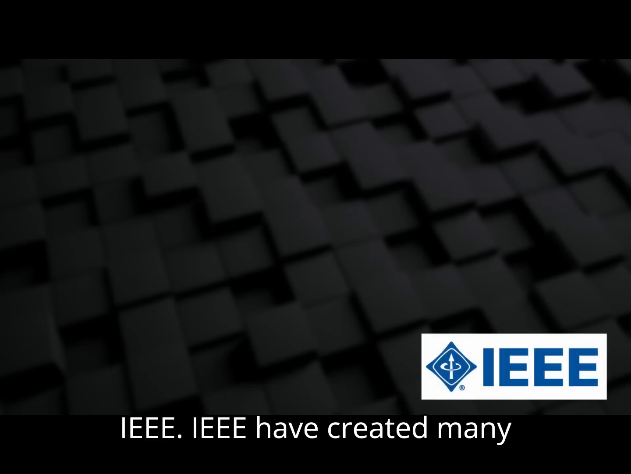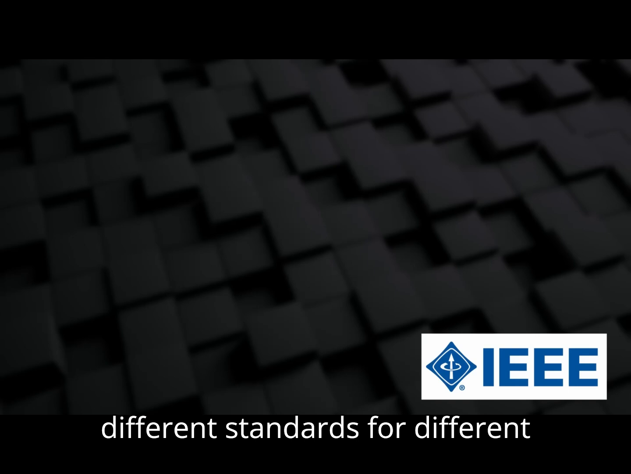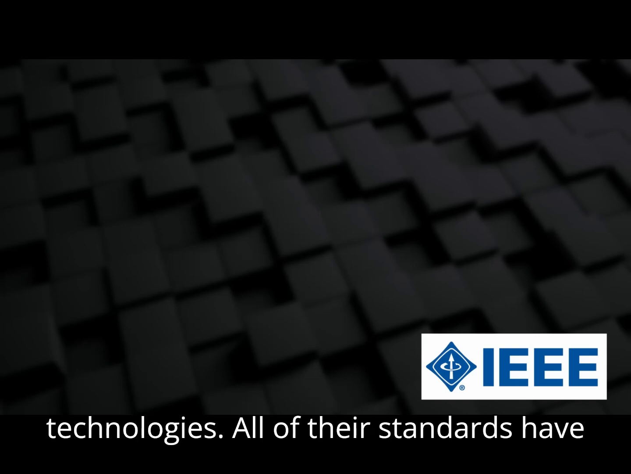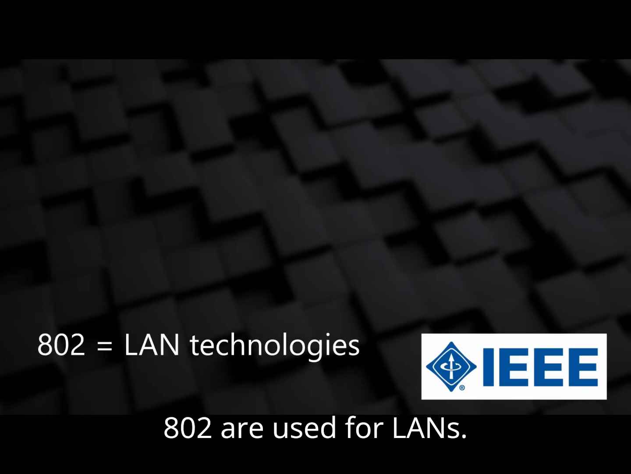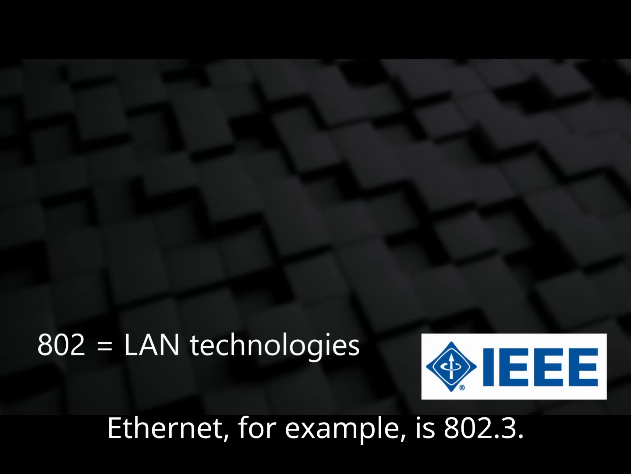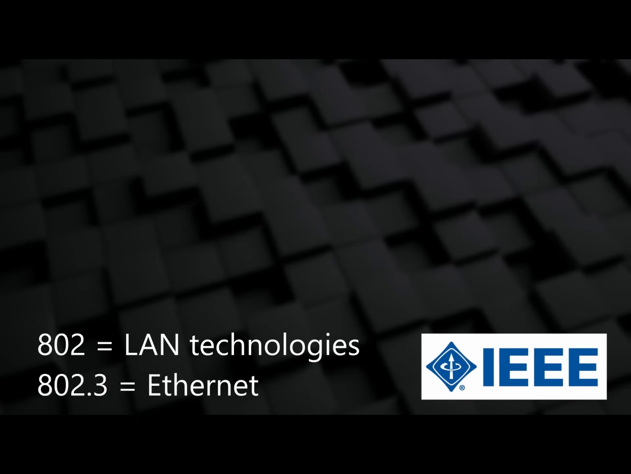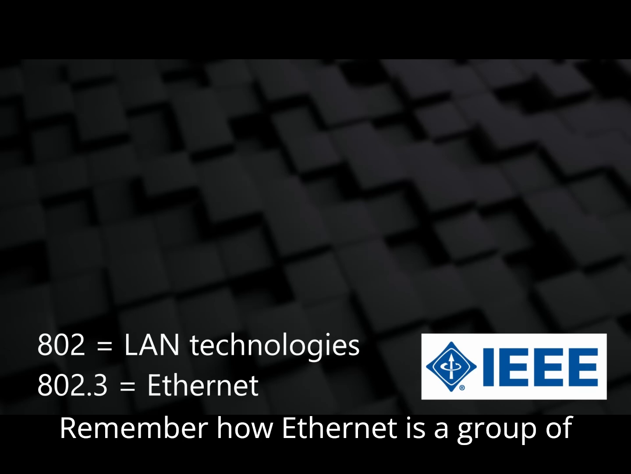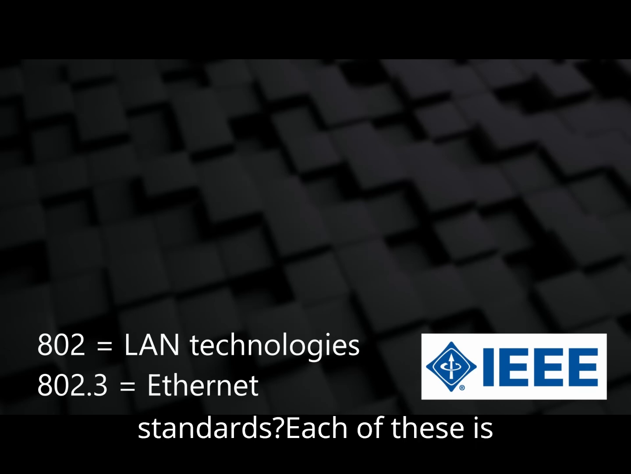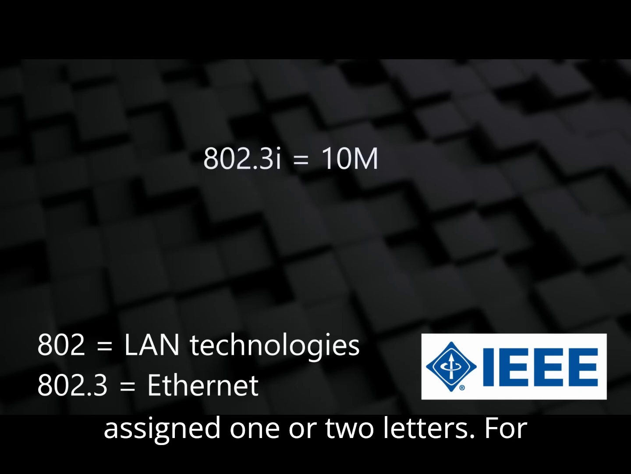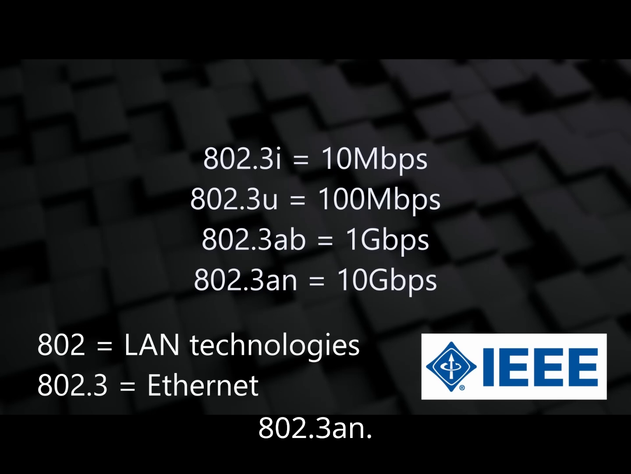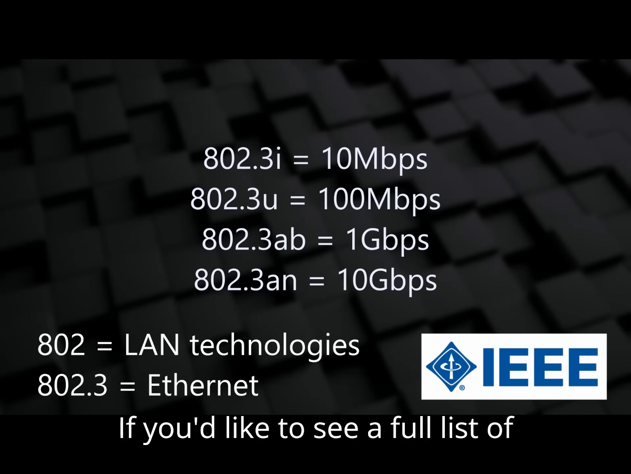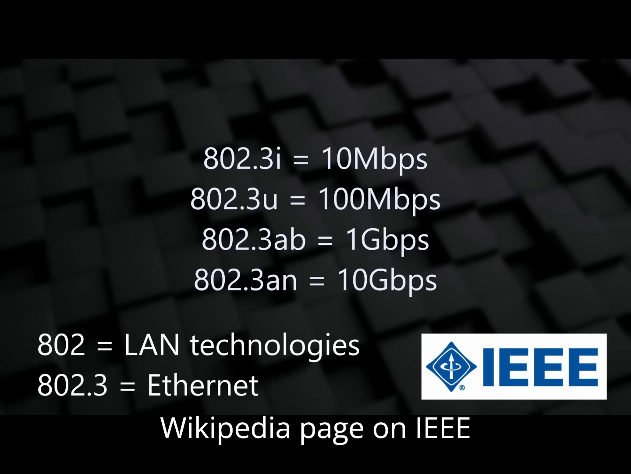Ethernet was designed by a group called IEEE. IEEE have created many different standards for different technologies. All of their standards have a code number. Standards that start with 802 are used for LANs. Ethernet, for example, is 802.3. Remember how Ethernet is a group of standards? Each of these is assigned 1 or 2 letters. For example, 10 gig Ethernet is 802.3an. If you'd like to see a full list of Ethernet standards, have a look at the Wikipedia page on IEEE 802.3.